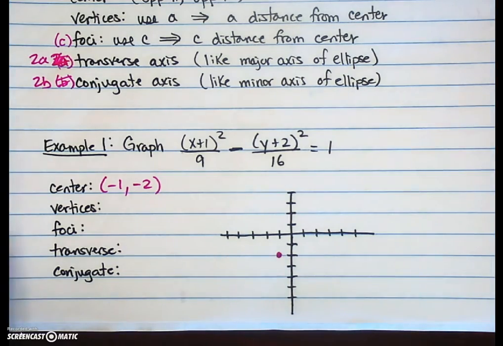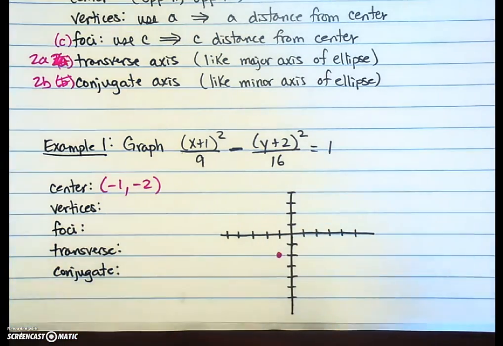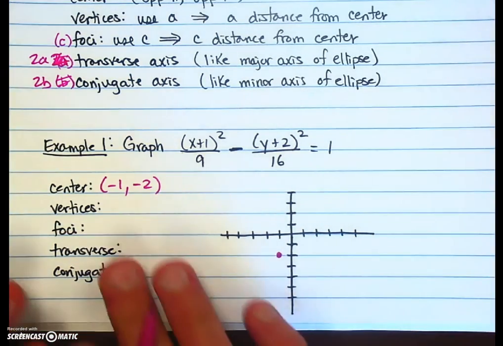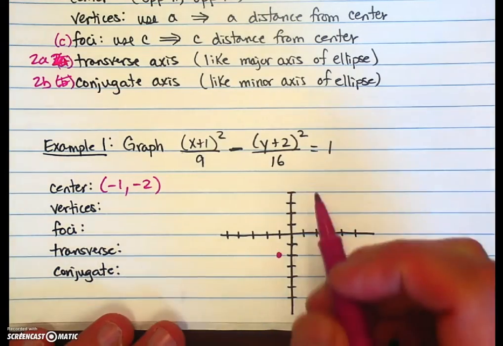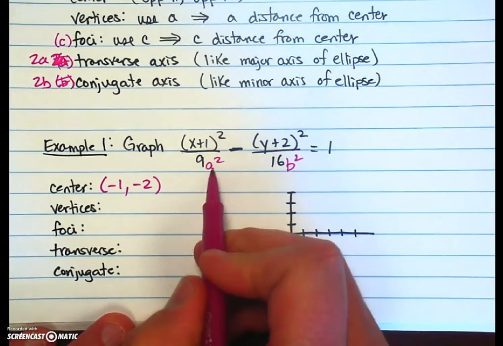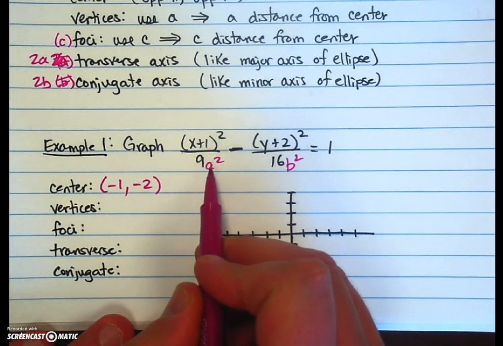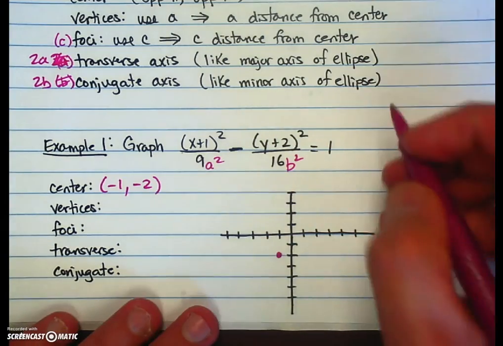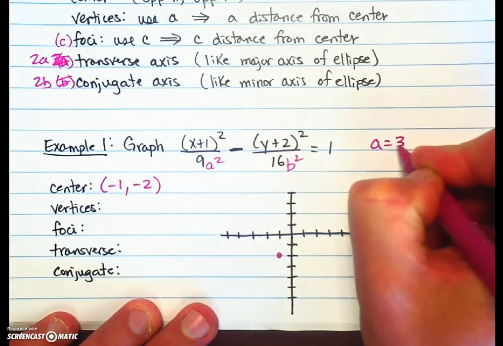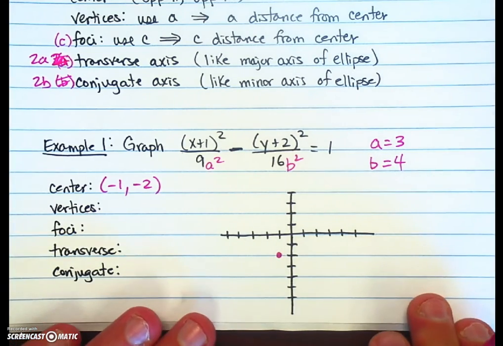Now, what I'm going to do next is figure out what a and b are, and then I'm going to use the calculator to find some of this other information. So remember that a squared is always the positive denominator, or in the positive term here, which is going to be our first one here. So if a squared is 9, that means that a is 3, and if b squared is 16, that means that b is 4. Okay?